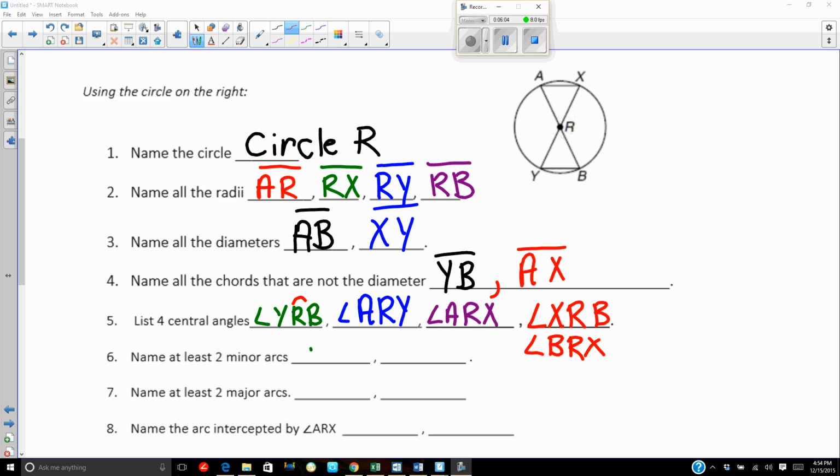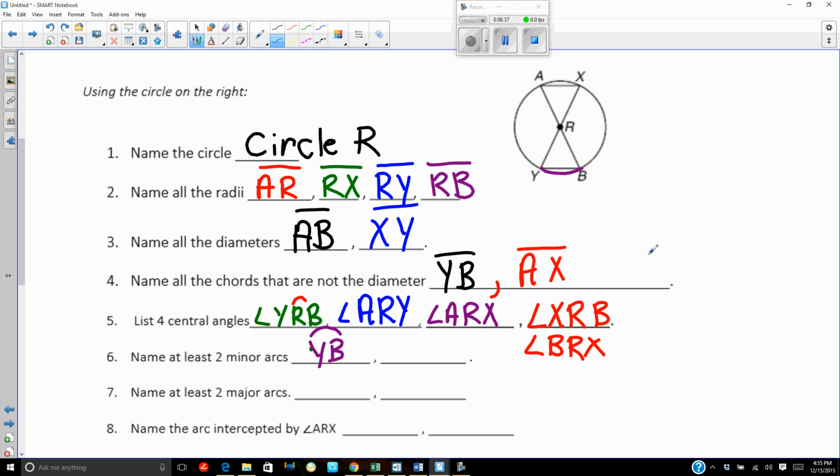So next, we're going to list at least two minor arcs. A minor arc is an arc on the circle that's less than 180 degrees. So this is one of the few real new things in this lesson. One minor arc, on the outer edges of the circle, would be arc YB. So from Y to B, and here's how you write it. Arc YB, and there's the symbol.